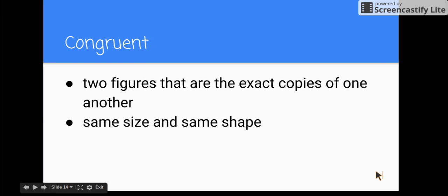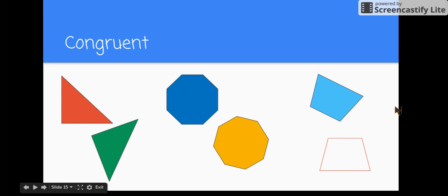Another important vocabulary word is congruent. Congruent is when two figures are the exact copies of one another. They are the same size and same shape. So here we have some congruent figures. These two triangles are congruent.